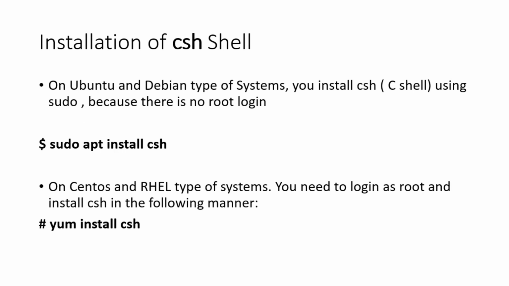Installation of CSH shell. To install the CSH shell, enter the following command. Logging in to the existing shell, bash or ksh: sudo apt install csh. Note, this command is for the Ubuntu operating system. In CentOS, the command to install the C shell is yum install csh. You must also log in as root.